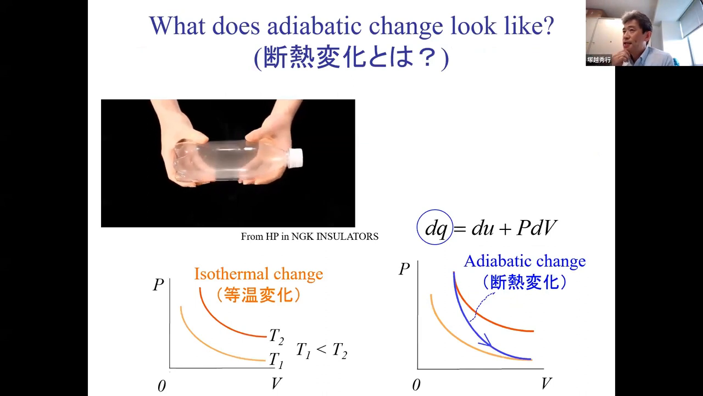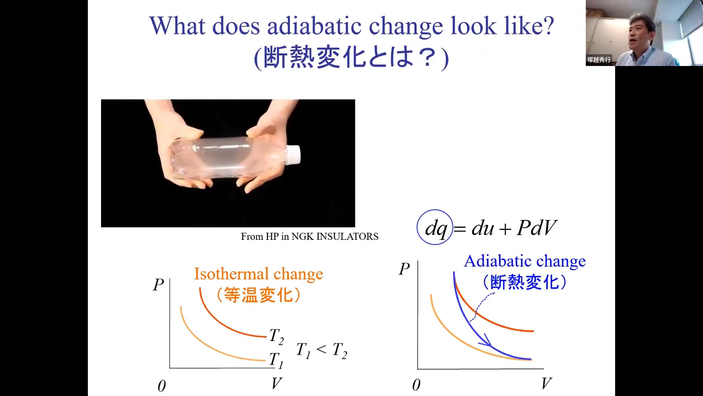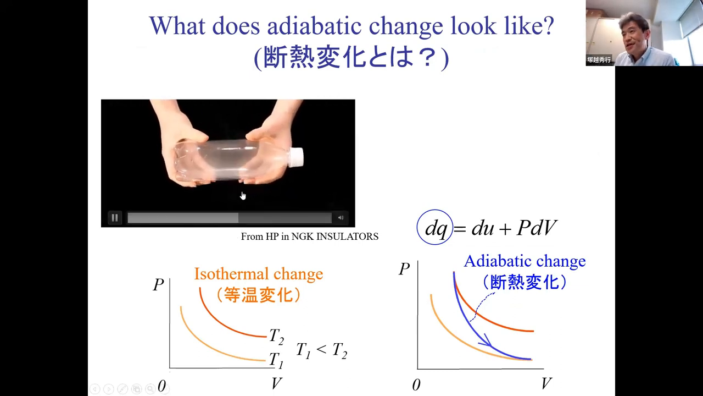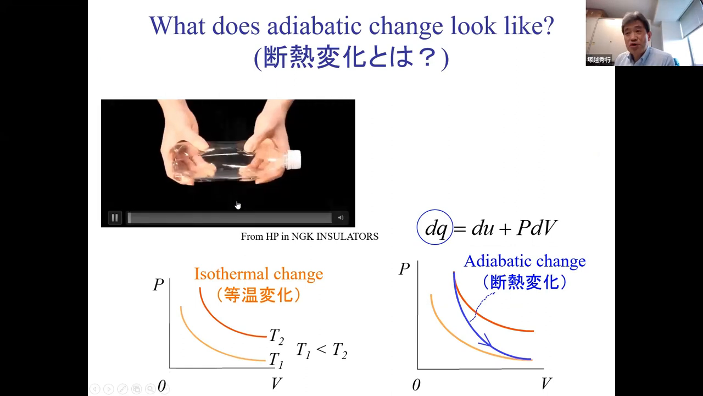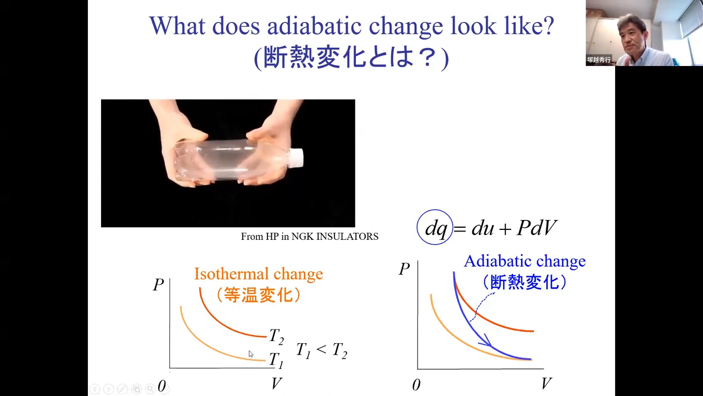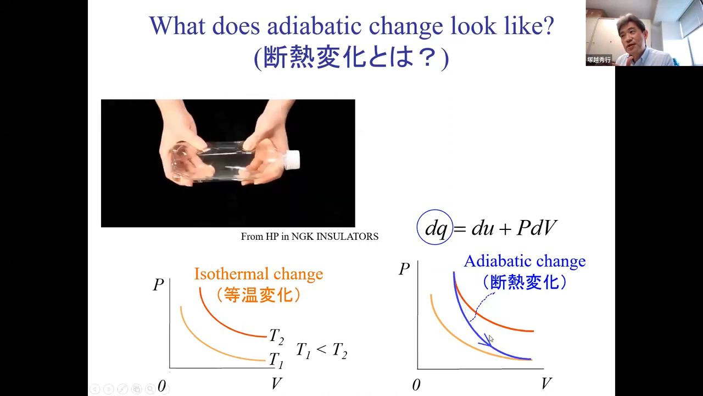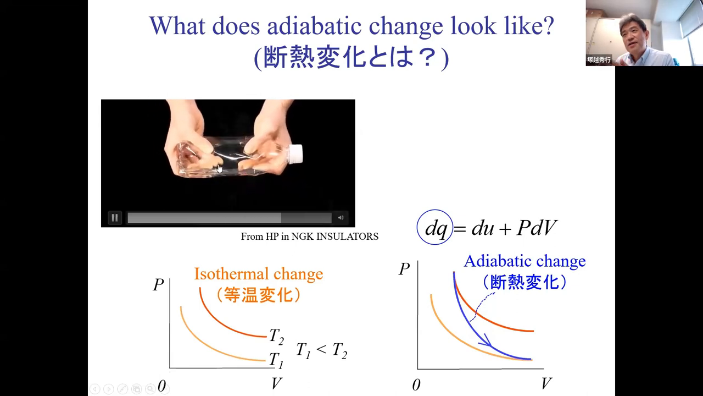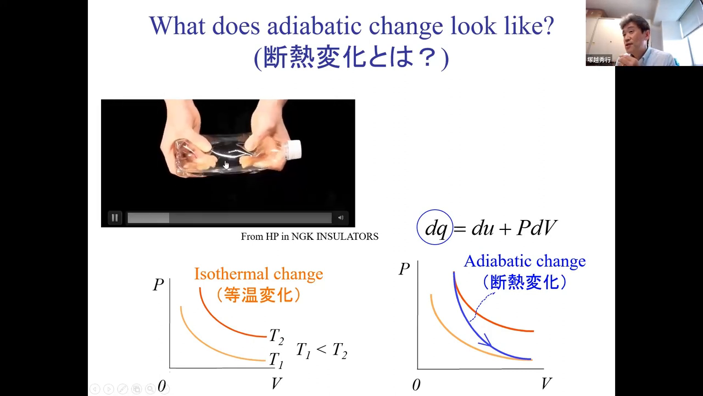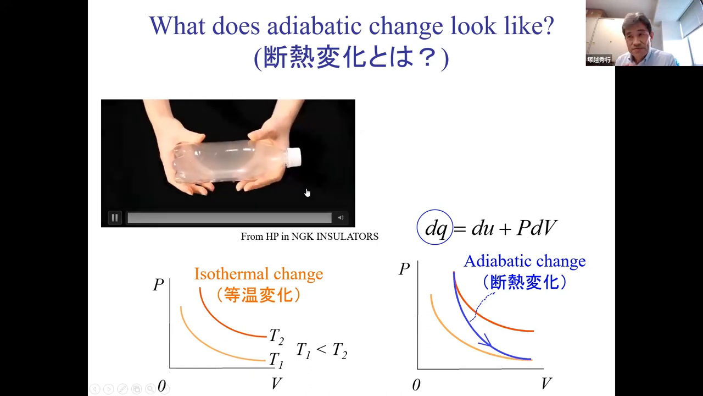The kappa shows the ratio of the specific heat value. And this is a video showing what the adiabatic change is. Inside the PET bottle, alcohol is contained. And if it is pushed and then released, then the temperature changes. Just after it is pushed, the temperature increases. And just after it is released, the temperature decreases. Then it reaches the saturated vapor pressure. As a result, it becomes the mist.